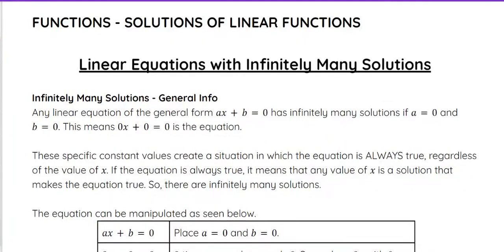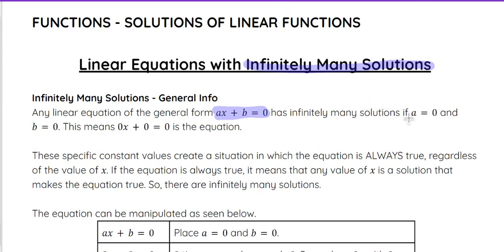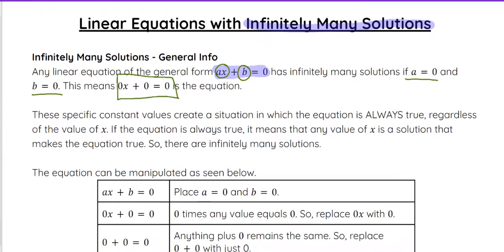Hey there, in this video we're going to look at linear equations with infinitely many solutions, or infinite solutions. Infinitely many solutions will come about when we have a linear equation in this ax plus b equals 0 format where a is 0 and b is 0. So if a and b are both 0, then that is going to leave us with one single equation, 0x plus 0 equals 0. No possible other ways of writing that.